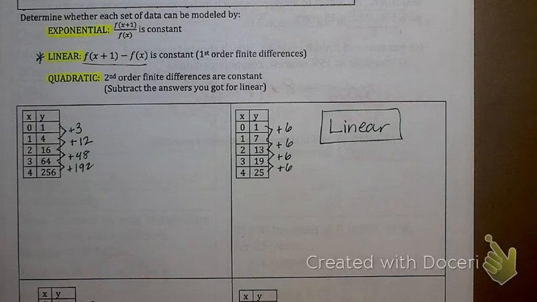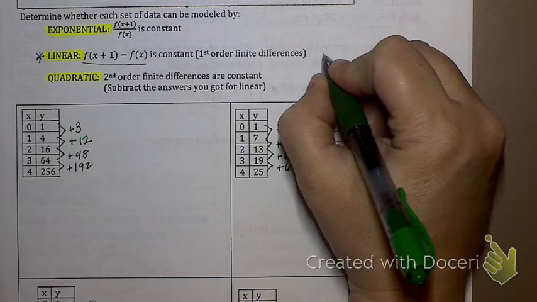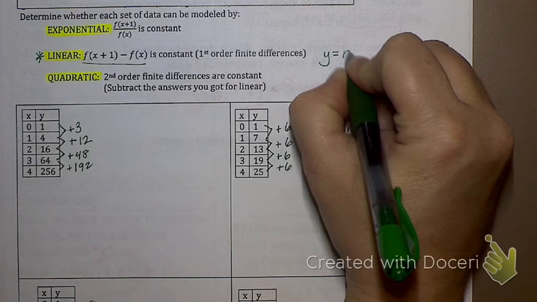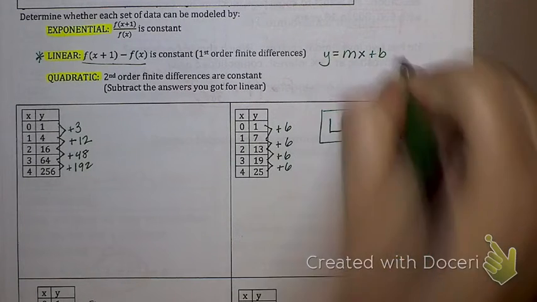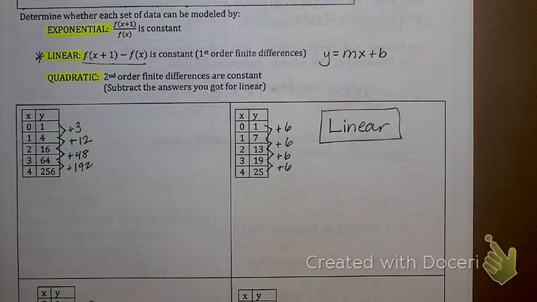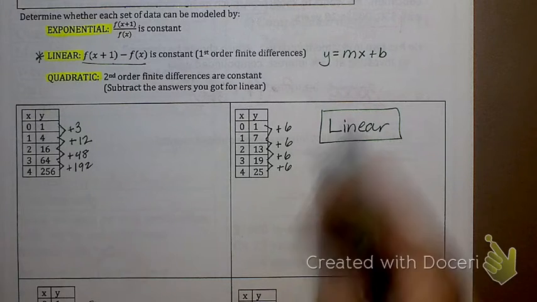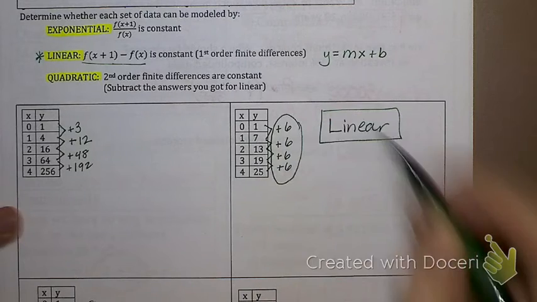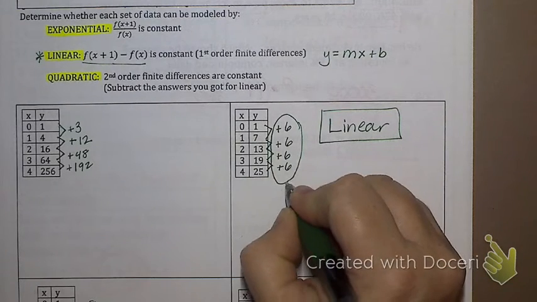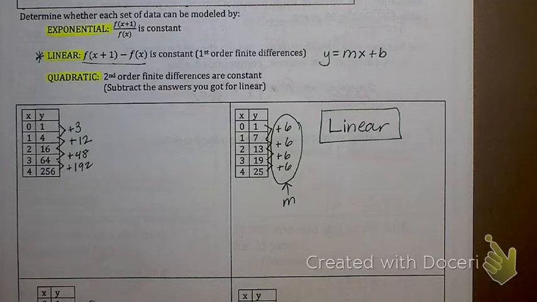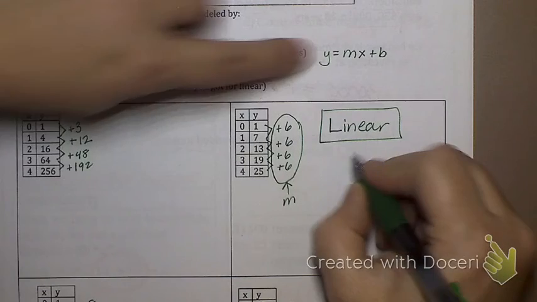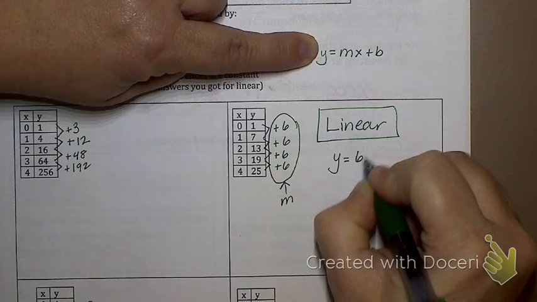Now, when we get to your homework and on the test, I'm going to want you to write the actual equation of that linear one. So how do we write a linear equation? Well, usually we see linear equations in y equals mx plus b form. Yes? Well, this constant difference that we found, guess what that is? That's our m value. That's your slope. So I know my equation is going to be y equals 6x and then something.